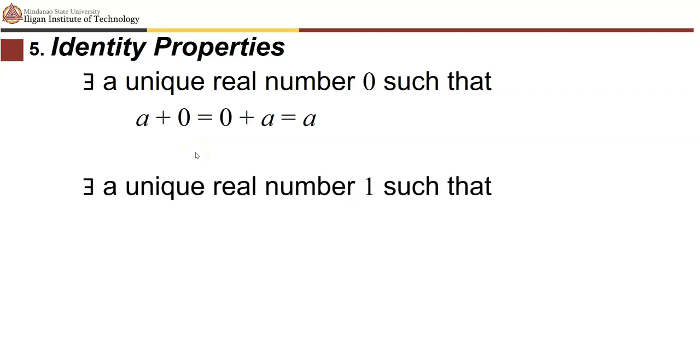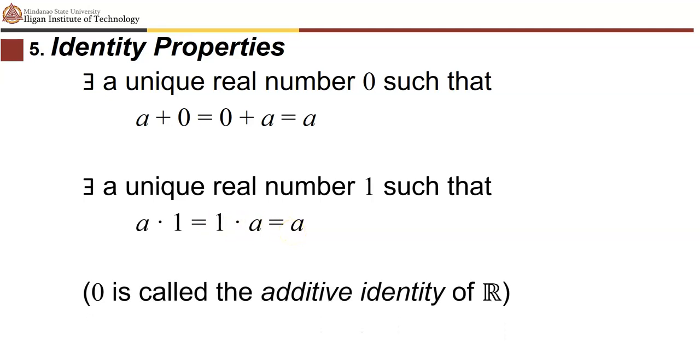You also have what we call your unique real number 1, such that when you multiply it to any real number, then you still get the same real number. And we call that your multiplicative identity. That is, A times 1 is the same as 1 times A, which is equal to A. And again, 0 is called your additive identity of the set of real numbers, and 1 is called the multiplicative identity of R.